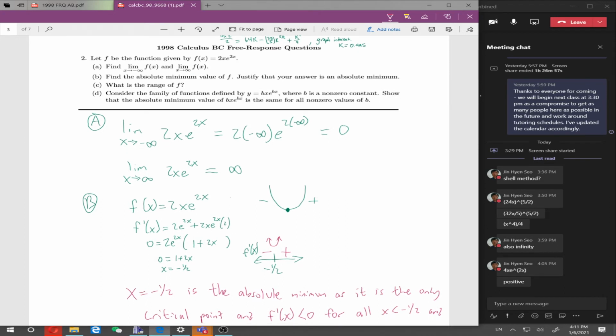For part C, I want to know what the range of our function f would be. And that's maybe a word we haven't seen since algebra. What does the range mean? Just an English vocab thing.